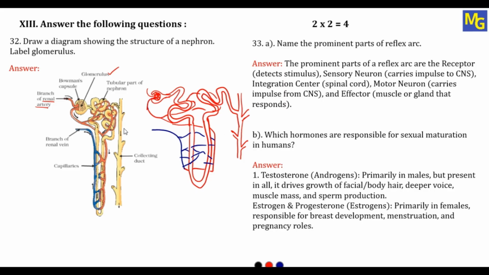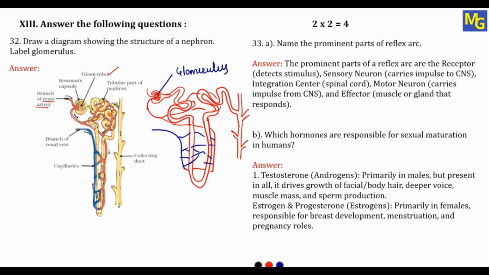Now in this diagram we have to label the glomerulus, and the glomerulus is here. But whenever we practice, you should practice all the labelings of every diagram. So this was the answer for question number 32.